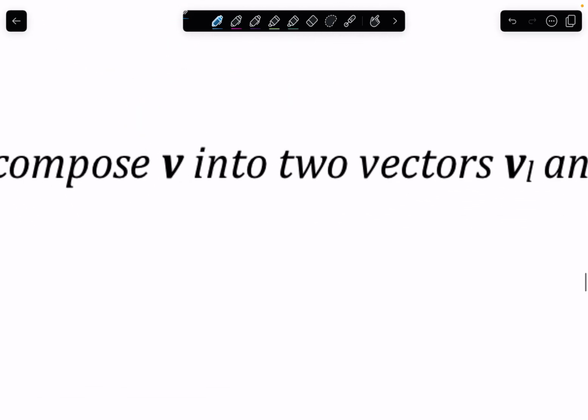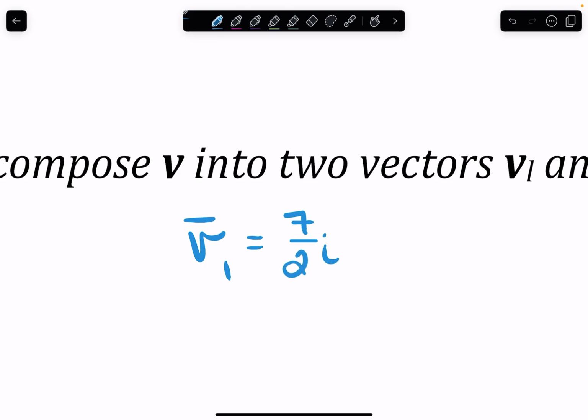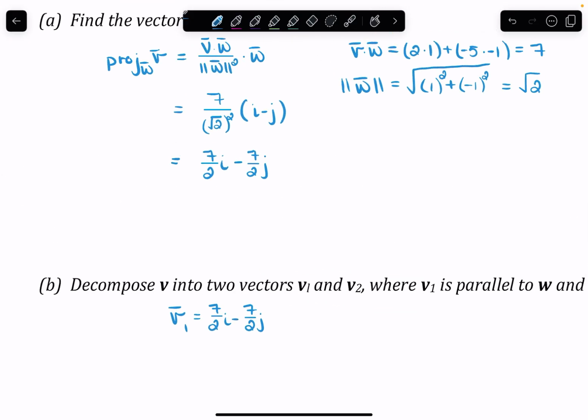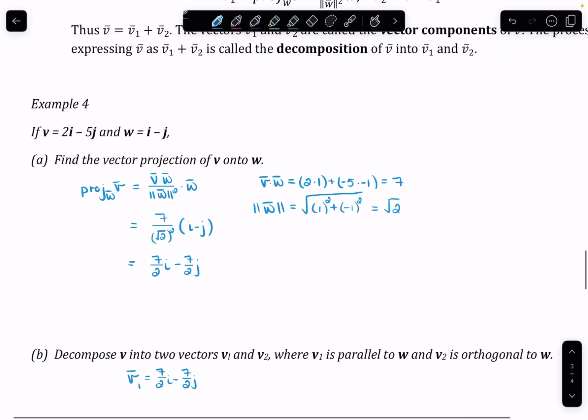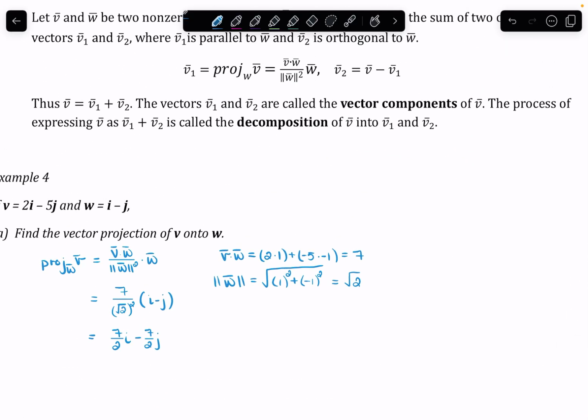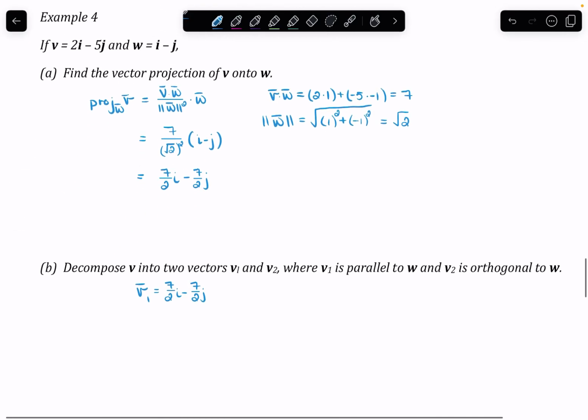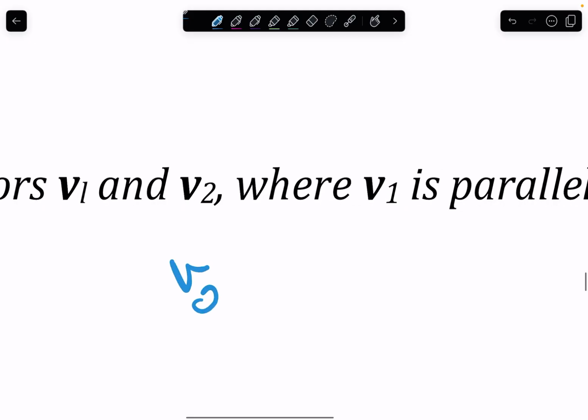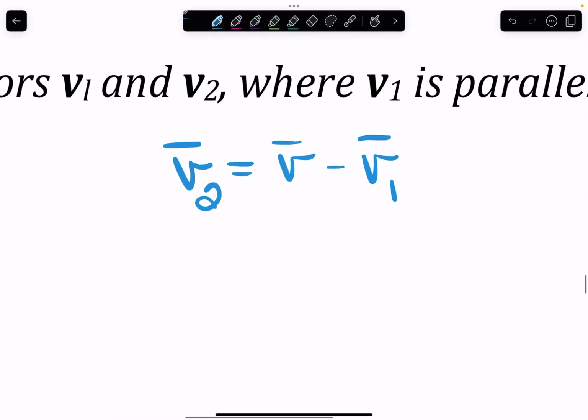So vector 1 is 7 halves i minus 7 halves j. V2, if we read back up here, V2 is the vector v minus v1. So I go get my vector v, 2i minus 5j. So v sub 2 is the vector v minus v1. So I go get vector v, I forgot it already, 2i minus 5j.